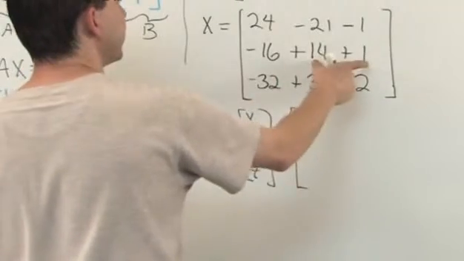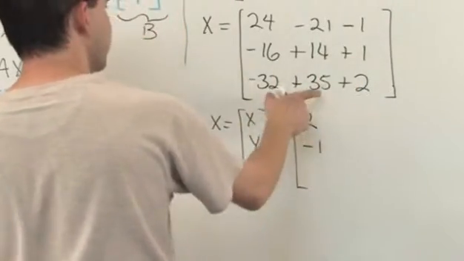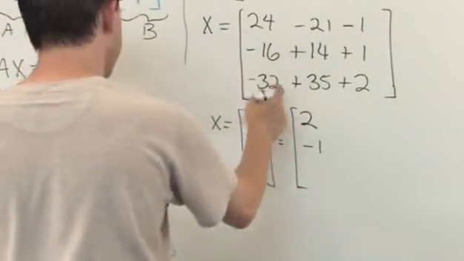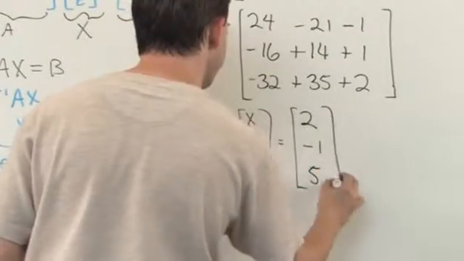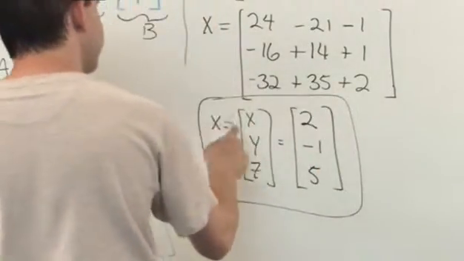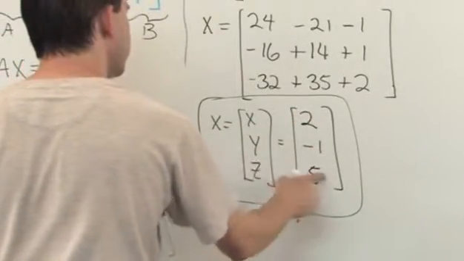Negative 16, this is going to give us 15, so I'm going to have negative 1 right in there. And over here, 35, 36, 37, minus 32 is just going to give us the positive 5. So you're going to have 2, negative 1, and 5. This is the answer because that's what you were trying to solve for. X is equal to 2, Y is equal to negative 1, Z is equal to 5.